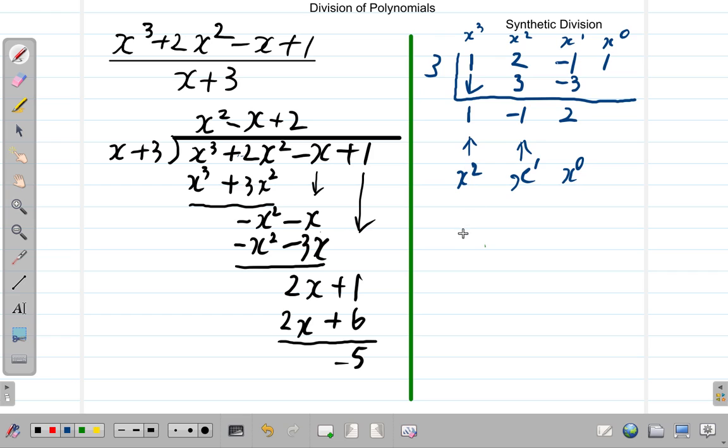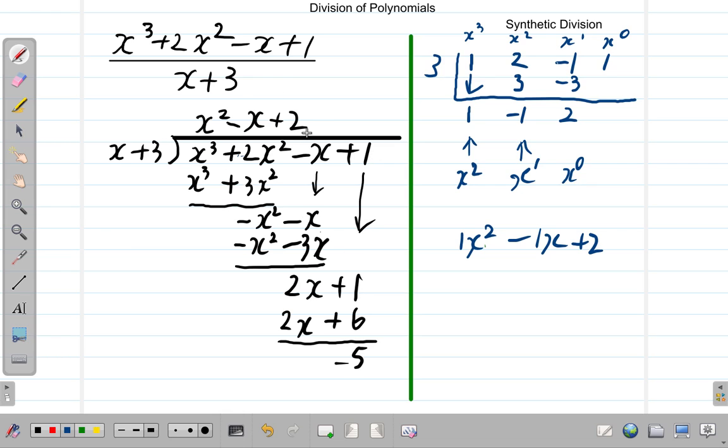So this is suggesting that we have 1x squared so far. We have a negative 1x. And we have 2x to the 0, which is positive 2. All right. But we don't seem to be finished. What did we do after? When we subtracted here, negative x minus negative 3x, we got negative 2x. Then we brought down this 1. We brought down the 1. And this was the 1, x to the 0, the constant 1.